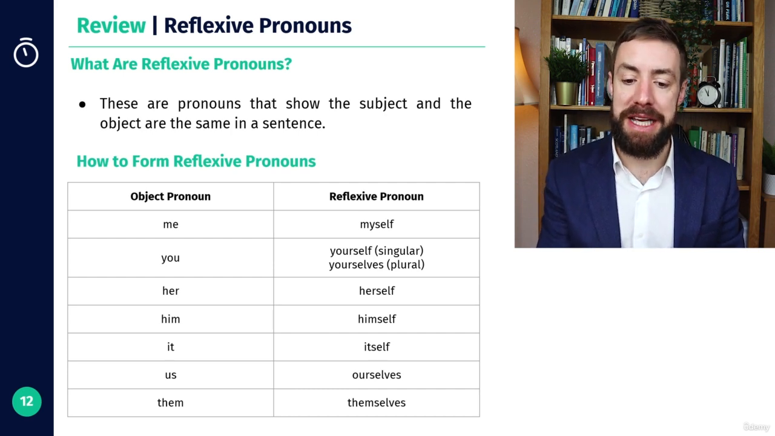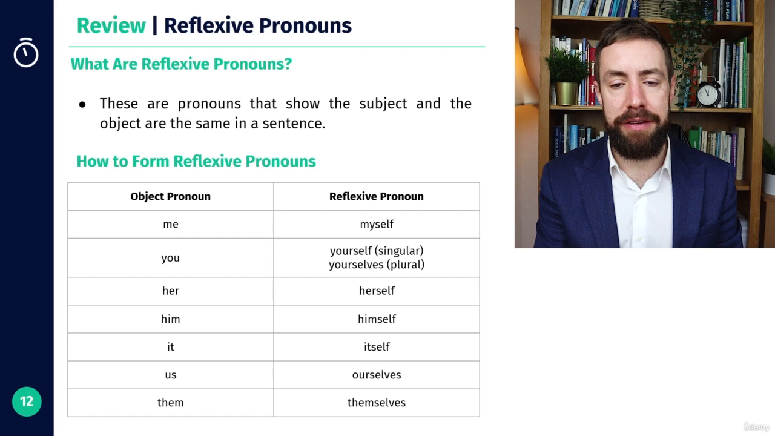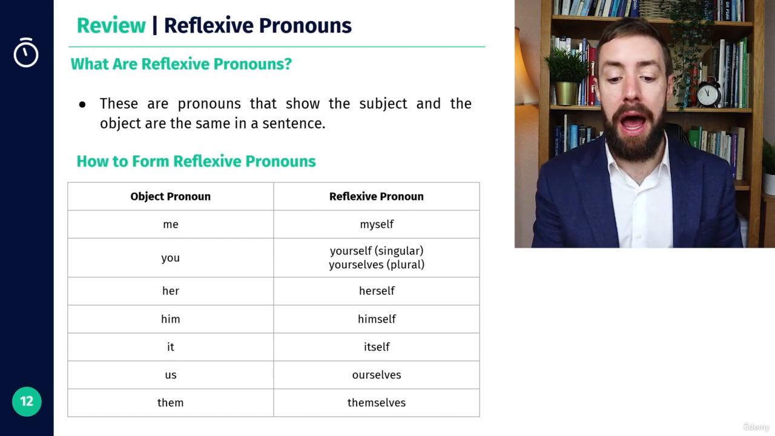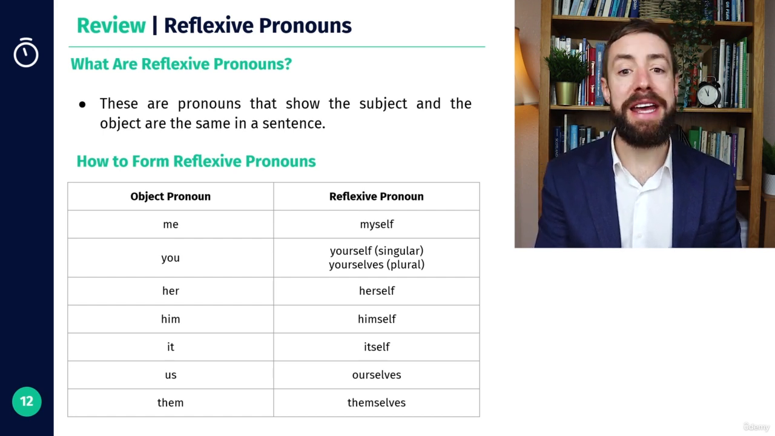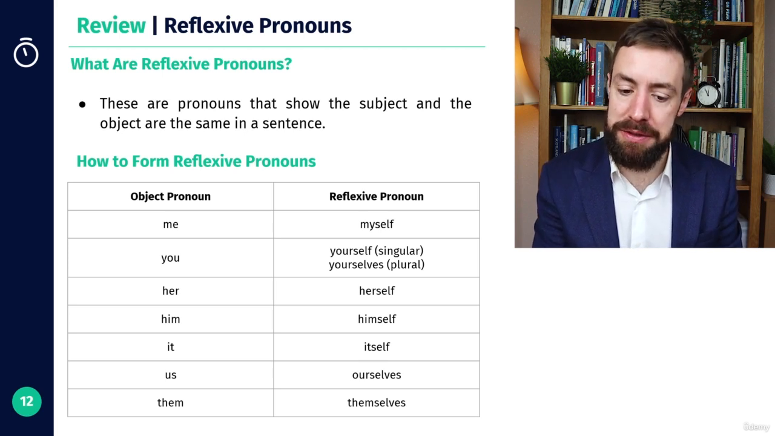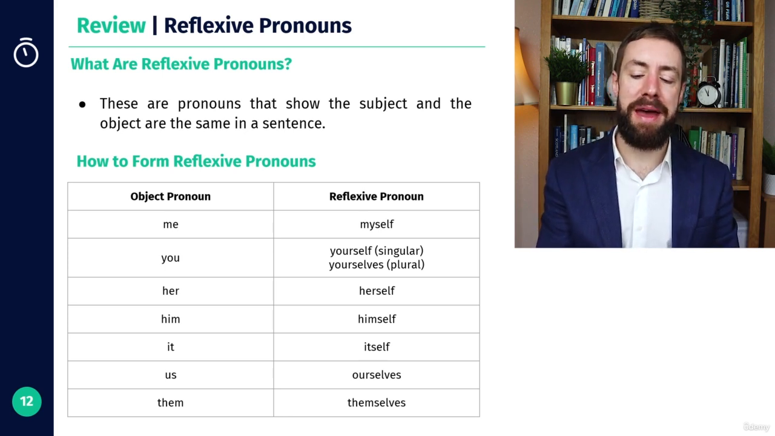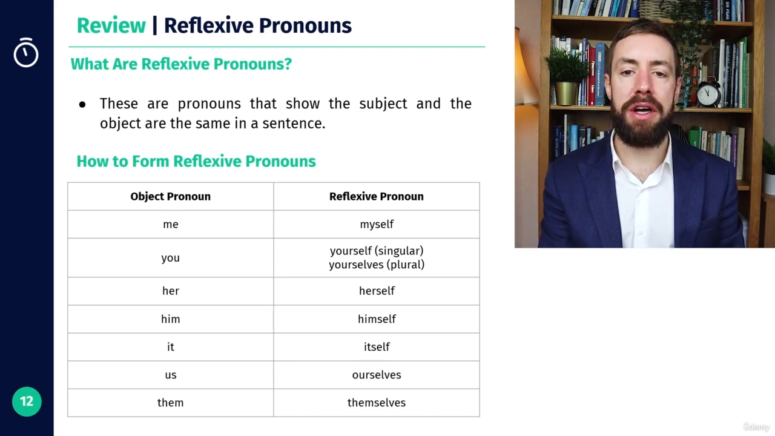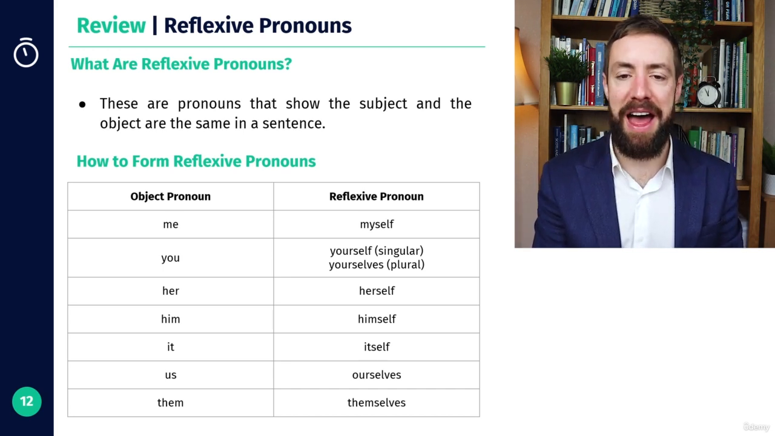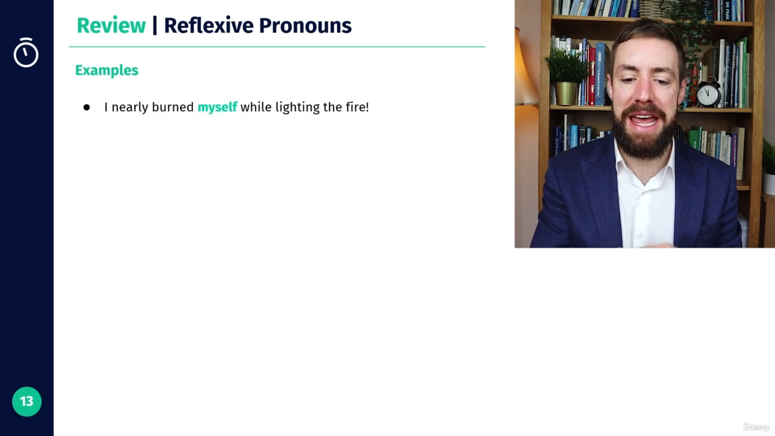Me becomes myself. You is yourself or yourselves. Her is herself, him, himself. It, itself. Us is ourselves, not usselves. And them is themselves. All right, so we can take a look at some examples.